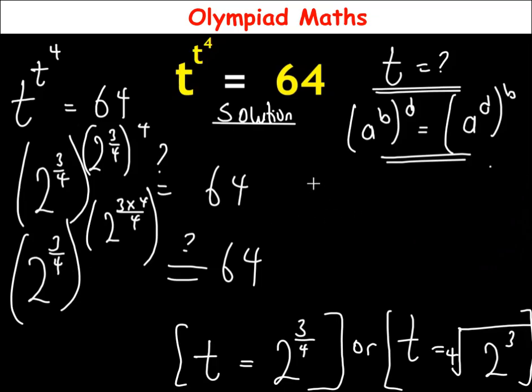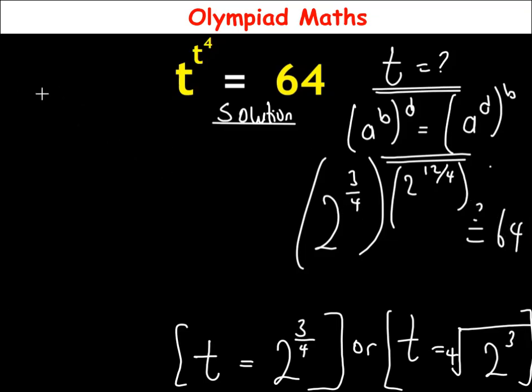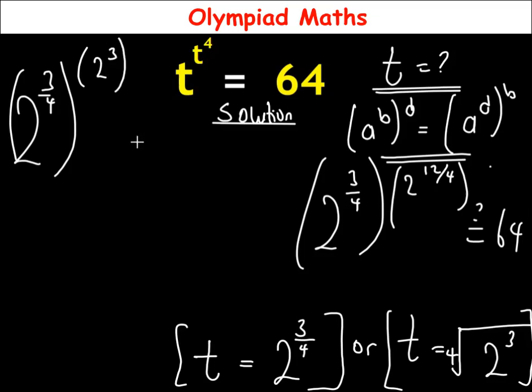So we have this 2 raised to power 3 over 4, then all to the power of 2, 3 times 4 is 12, all over 4. Will this be equal to 64? With this, what we have is 2 raised to power 3 over 4 in brackets. Now, 4 divides 12, you have 3. So all raised to power 2 raised to power 3. Will this be equal to 64?